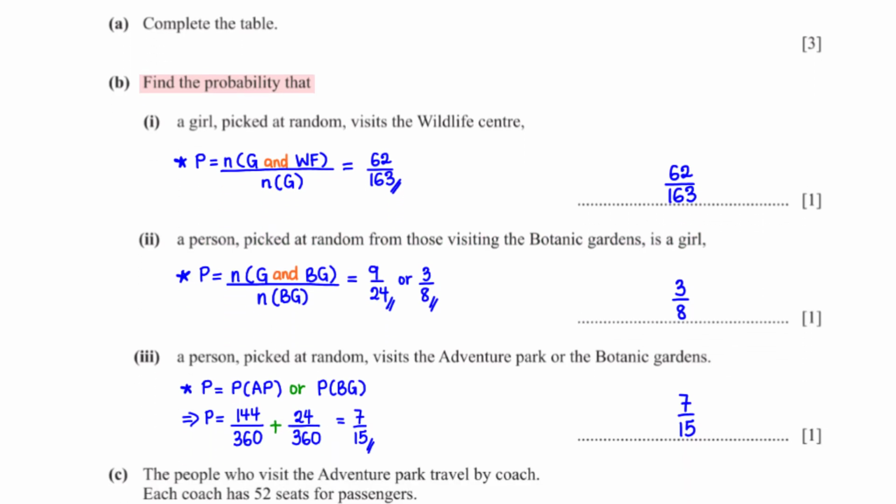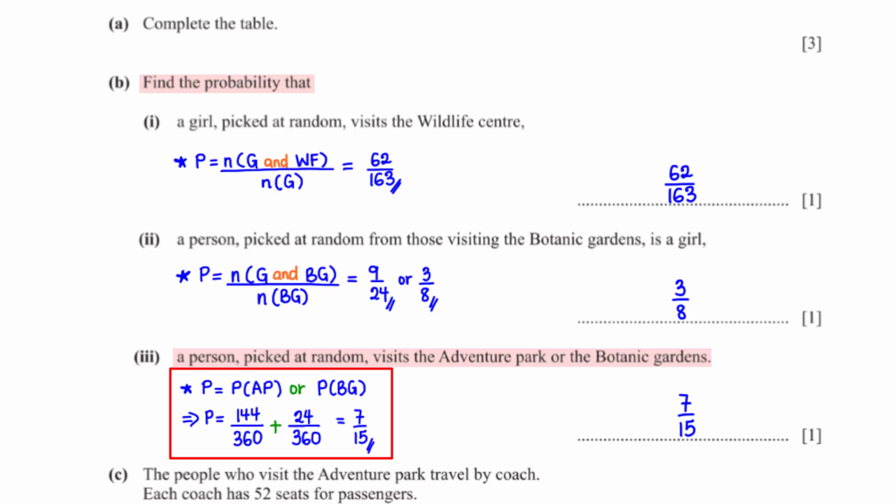Find the probability that a person picked at random visits the adventure park or the botanic gardens. The probability that a random person picked visited the adventure park is equal to the number of people who visited the adventure park, which is 144, divided by the total number of people, which is 360.